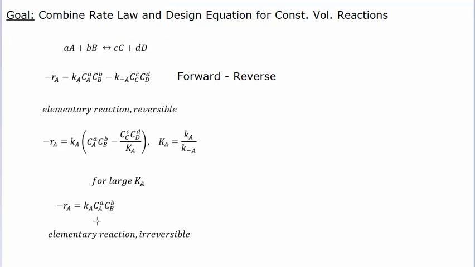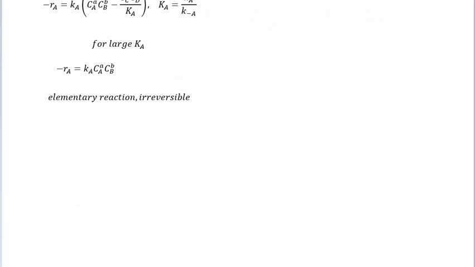So again, irreversible means that the equilibrium constant is large, so we're only going to consider the forward rate. The forward rate is going to simply be the rate constant in the forward direction times the concentration of each of these species raised to their respective powers.